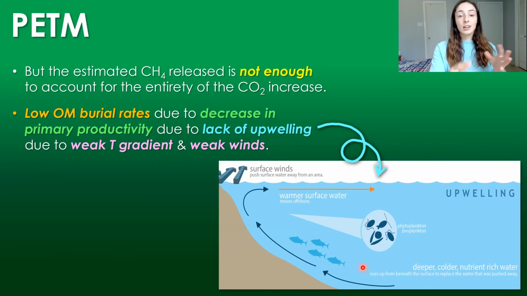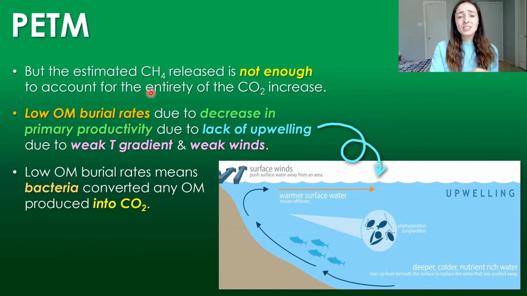Upwelling is a process in ocean margins where deeper, colder, nutrient-rich waters are upwelled to the surface to provide nutrients to those surface dwellers like primary producers. Because nutrients weren't getting to those primary producers, there was a decrease in primary productivity and low organic carbon burial rates. Because the rates of organic carbon burial and sinking were low, bacteria could convert all of that organic carbon into CO2 because they had enough time to. This was the cause of the excess CO2 in the atmosphere during this time.